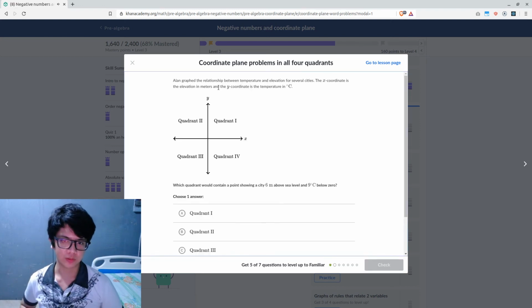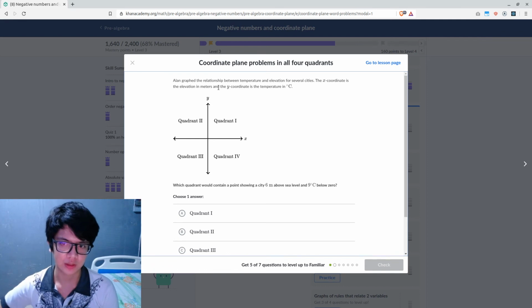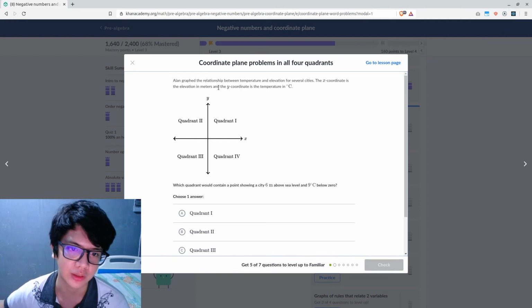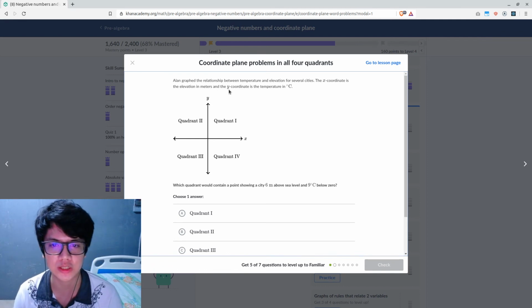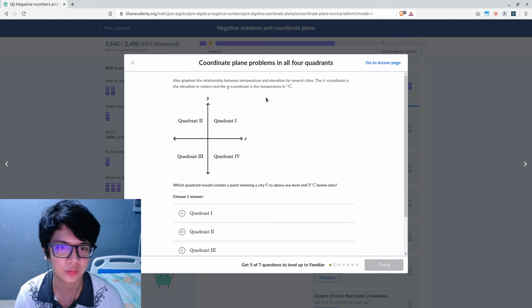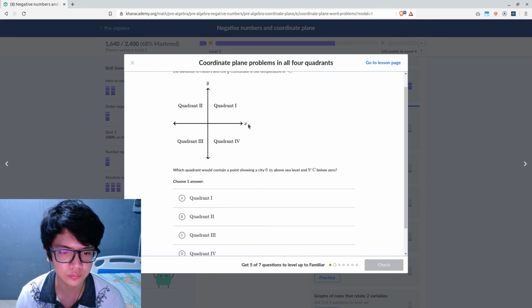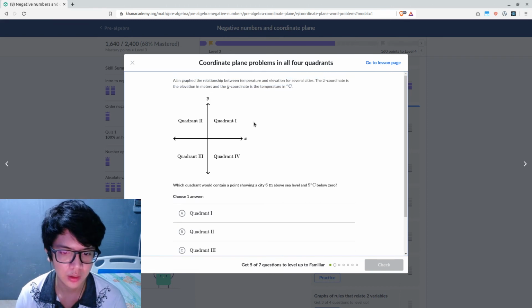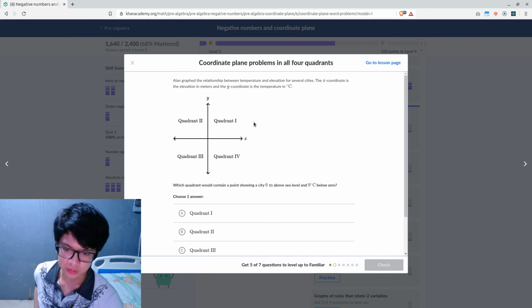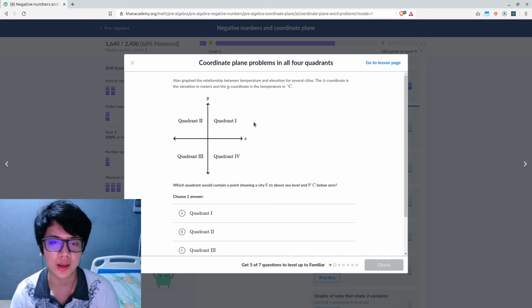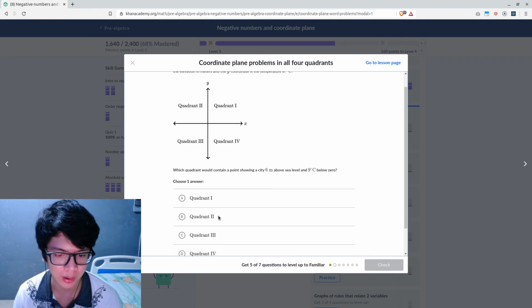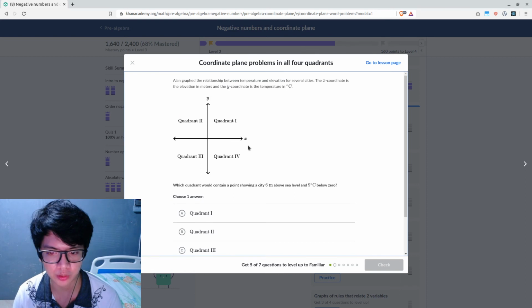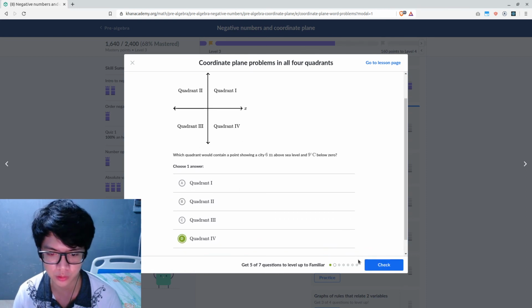Alan graphed the relation between terminal elevation for several cities. The x coordinate is the elevation in meters, and the y coordinate is the temperature in Celsius. A city 6 above sea level is 9 below. I think it should be quadrant 4, right? X coordinate is elevation above, and Y coordinate is temperature below. Quadrant 4.